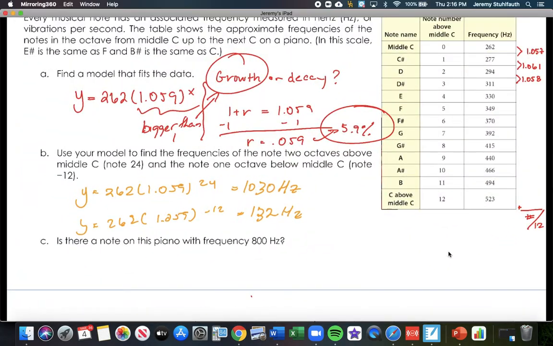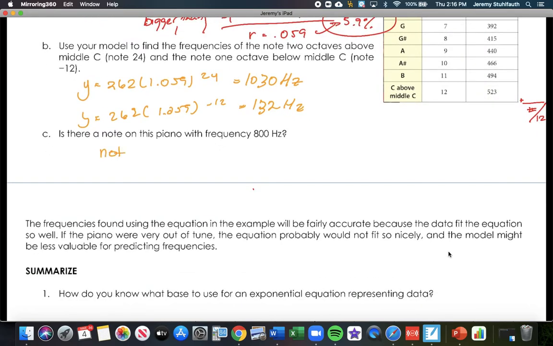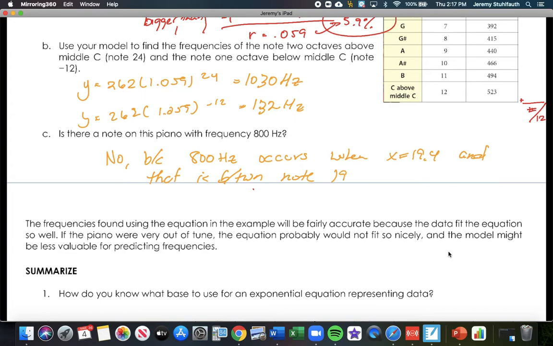So it first asks, is there a note on this piano with a frequency of 800 hertz? The answer would be no, because 800 hertz occurs when x equals 19.4, and that is between note 19 and 20. There is no note 19.4, so therefore this note does not exist, because notes come in whole numbers. So that is how you would find that value.